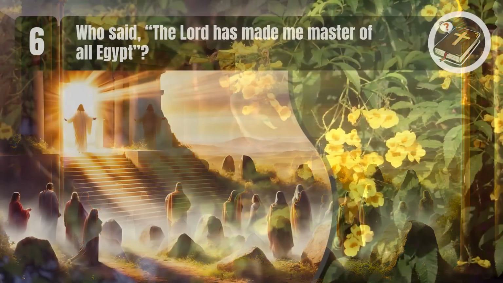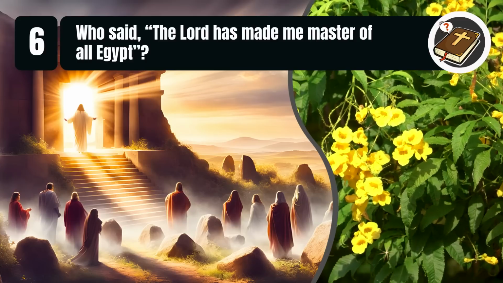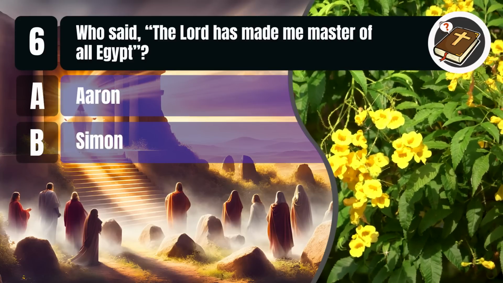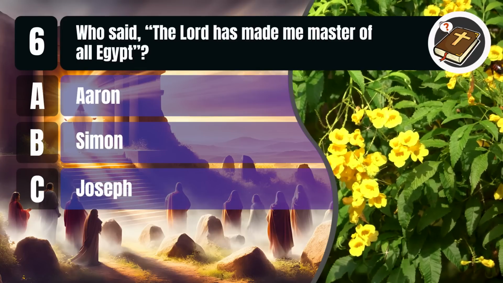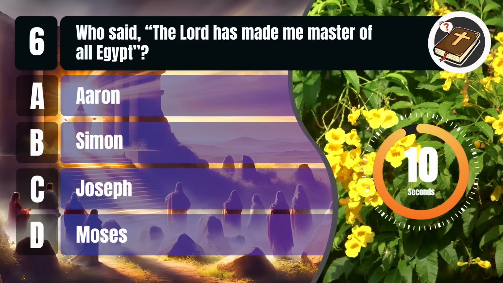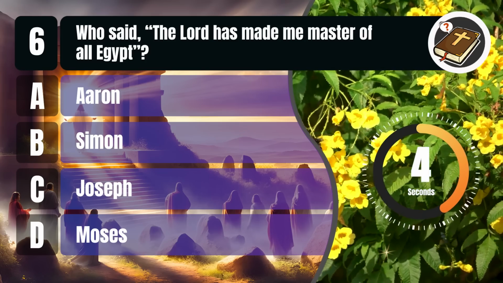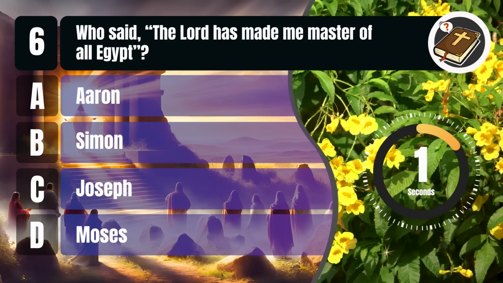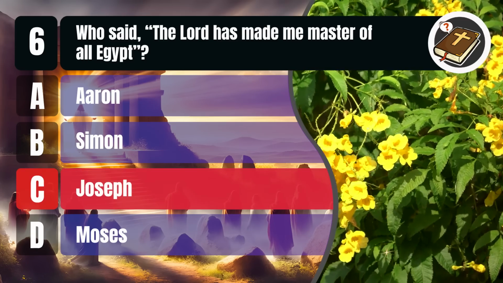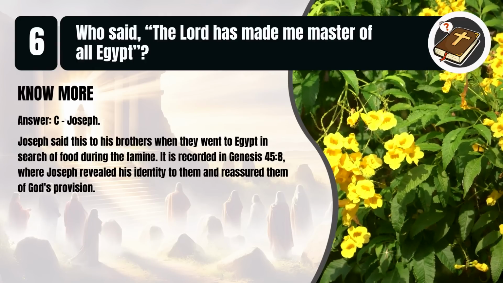Upcoming videos. Question 6. Who said, "The Lord has made me master of all Egypt"? A. Aaron. B. Simon. C. Joseph. D. Moses. You get 10 seconds. That's C. Joseph.